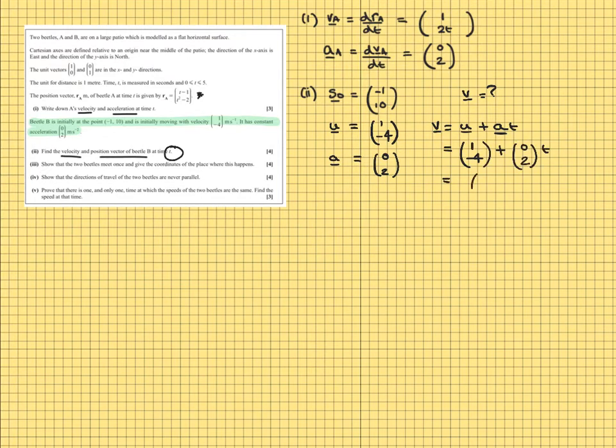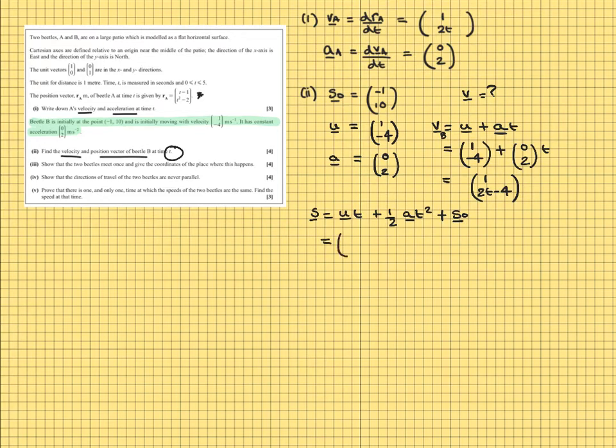So how does this simplify? This simplifies to 1 and then 2t minus 4. So this is the velocity of beetle B. Just write a little b there so we know it's beetle B. Now, position vector. So I'm going to make use of the SUVAT equation s equals ut plus a half at squared plus s0. The plus s0 accounts for the fact that this beetle did not start at the origin.